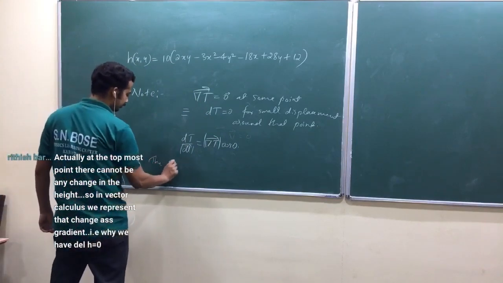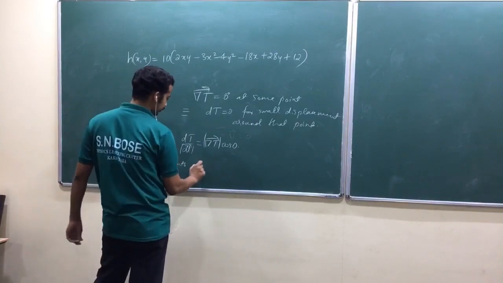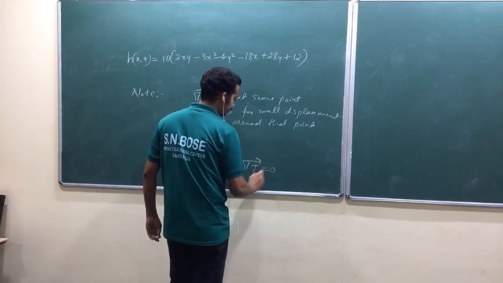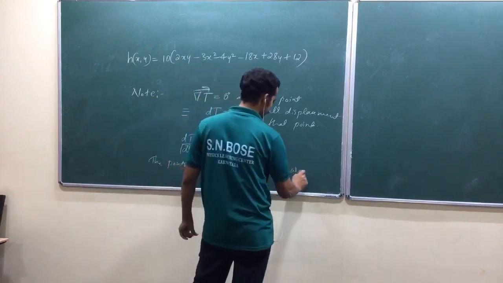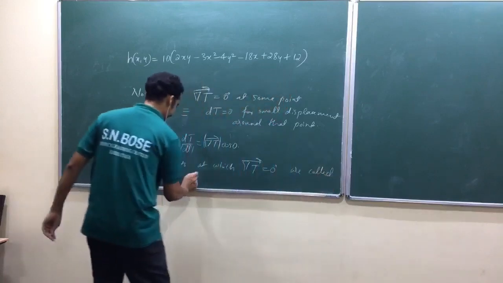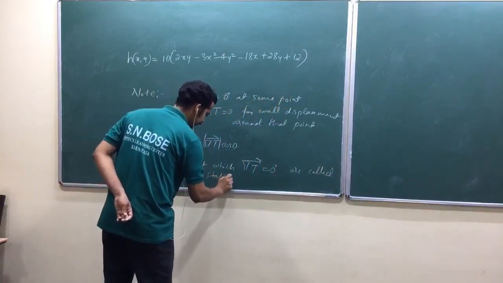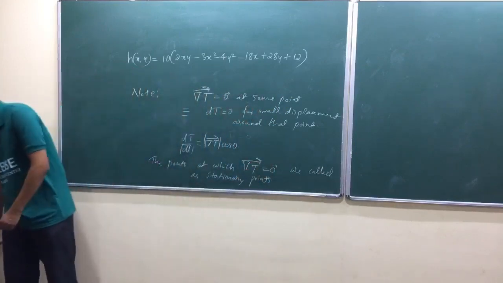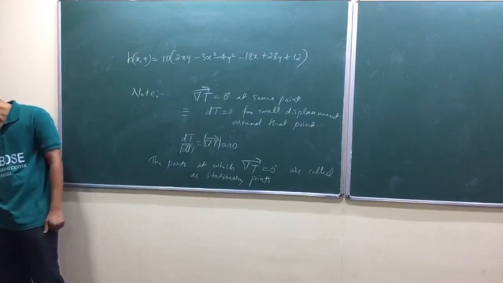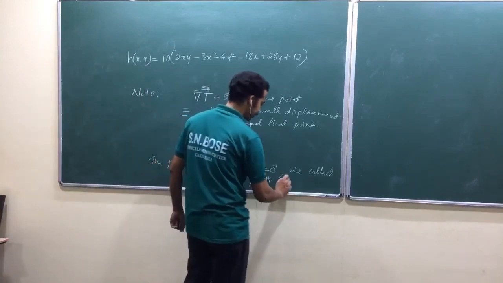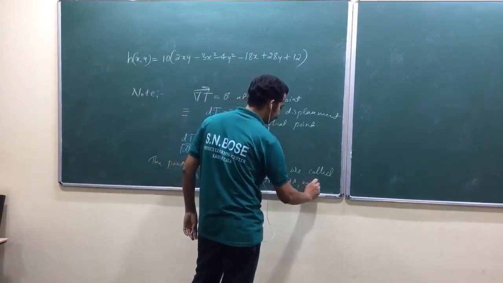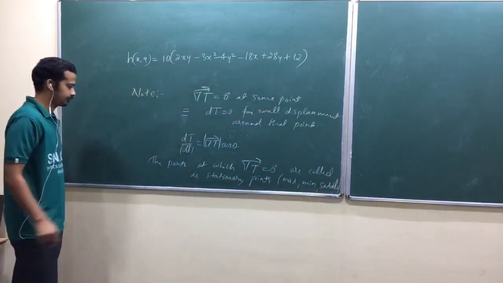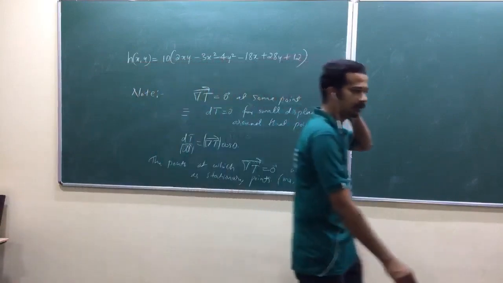The points at which del T is equal to 0 are called stationary points. Either maxima, minima or saddle point.